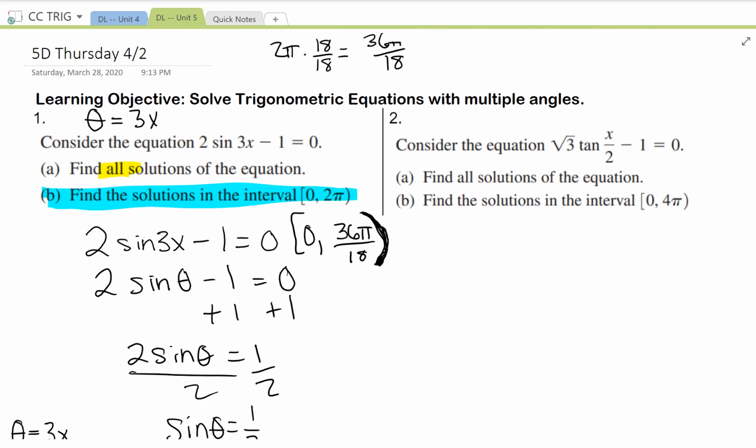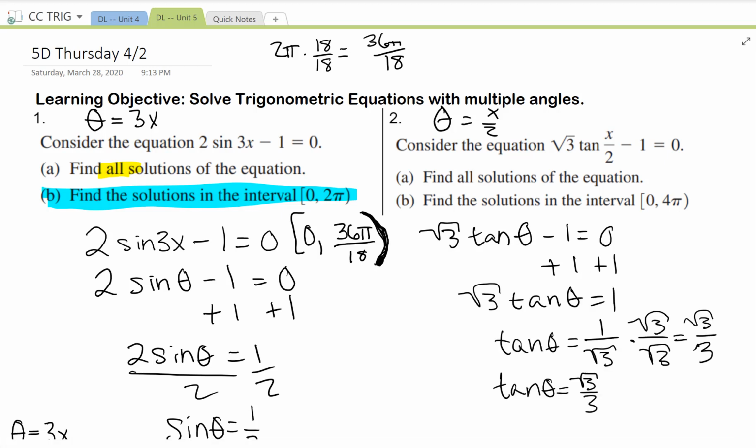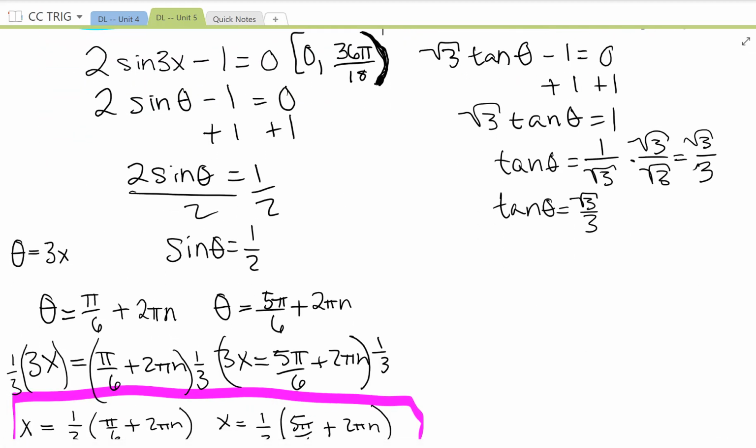And let's do our second and final example. Consider the equation root 3 tangent x over 2 minus 1 equals 0. I'm going to replace x over 2 with theta, something just slightly more familiar, and solve from there. Add 1 on both sides, divide by root 3. Okay, and that's simply asking what angle gives us root 3 over 3 for tangent.